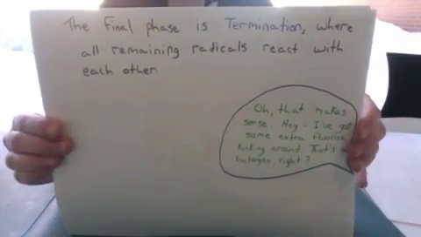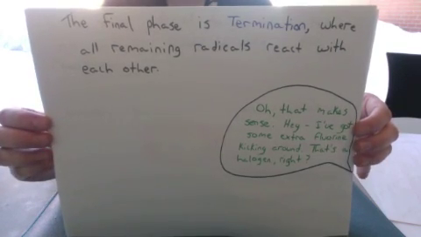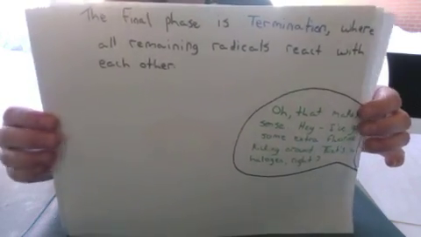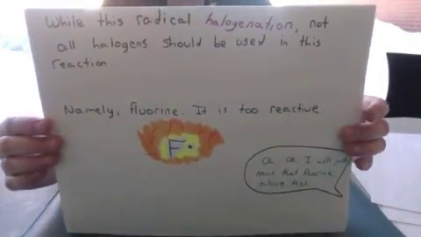The termination phase is the final phase. This is where the radicals react with one another to form less reactive molecules. There are multiple possible products in this phase, including the desired product. However, a small amount of side product also appears from the reaction of the alkane radical with itself.